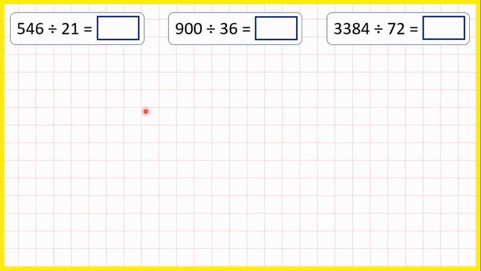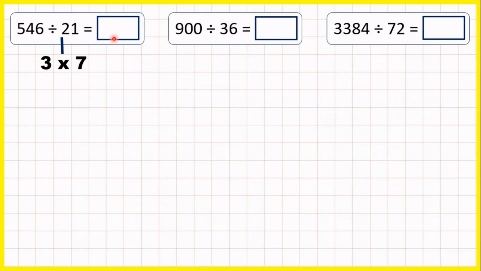Now we've got some questions that look like long division problems, but we're not going to use long division, we're going to use short division, and we can do that using factor pairs. So if we look at our divisor, 21 is 3 times 7. So what we can do, instead of dividing by 21, we can divide 546 by 3, then take our answer and divide it by 7.